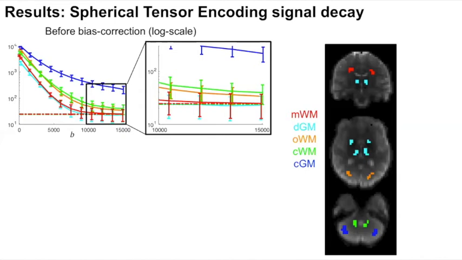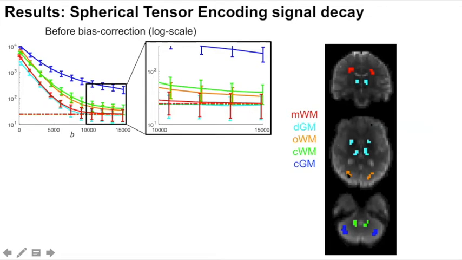If we look at that a little bit more quantitatively, so plotting the B value and the signal for all these different tissue types, these are represented with different colors, as you can see in the image here. Then we can see that in the medial white matter here and in the deep gray matter, the signal really just plateaus at the noise floor. So we cannot distinguish that signal anymore from zero.